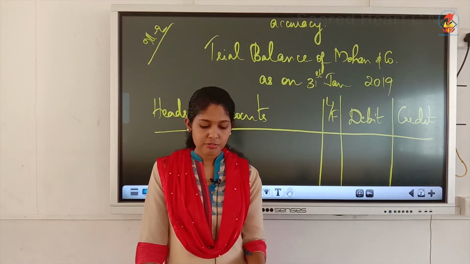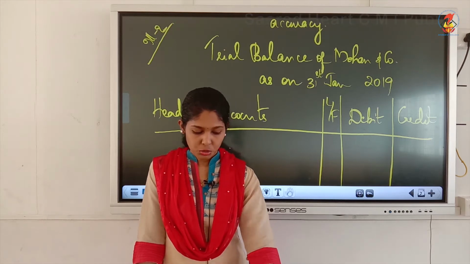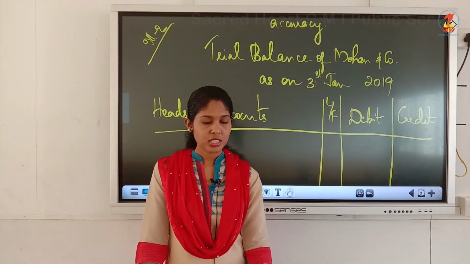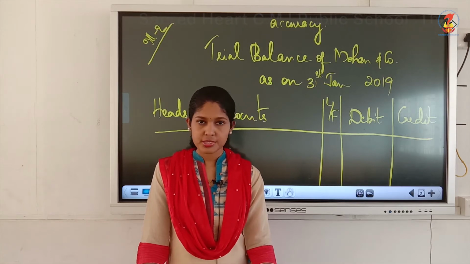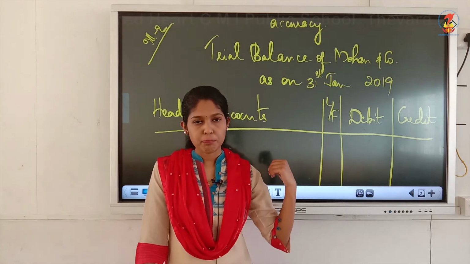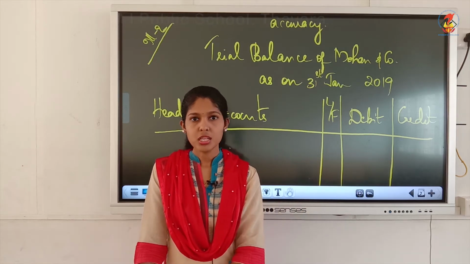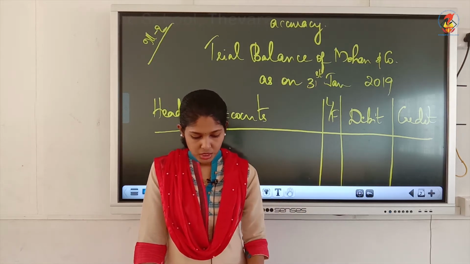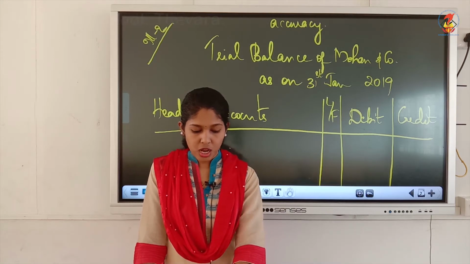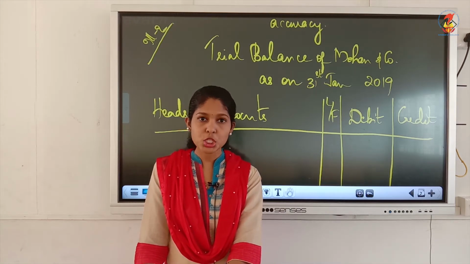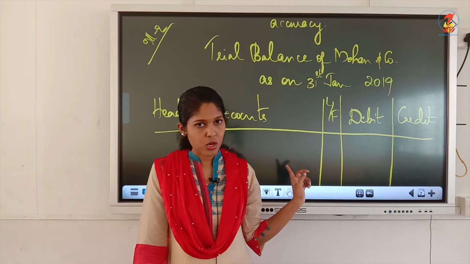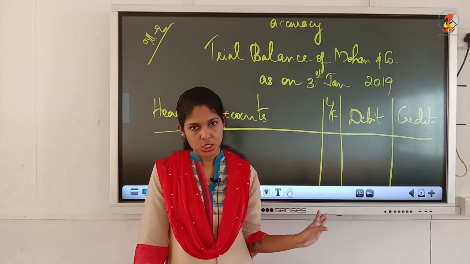So that is enough. Those who want, you can just go through the entries, see whether you are familiar with all the entries, or else no need to do that. We will just prepare the trial balance looking into the ledger accounts given in the solution. Okay. So the first ledger account they have prepared is cash account. So under heads of accounts, first you have to write cash account.